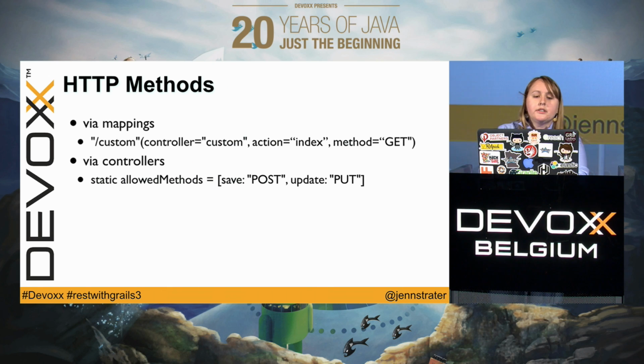Another thing you may want to do is restrict particular methods. We can access the controller and the action, and specify that only that method can be called. Everything else would get rejected. You can also specify this on the controllers. There, you can add a static allowedMethods. In this case, save would only take a post. Update would only take a put. If you tried something else, it would reject it.